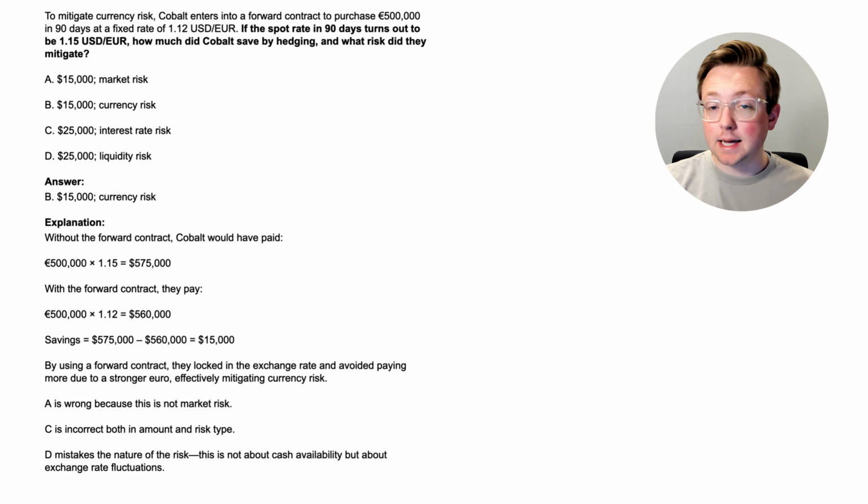We knew that, but this is how they could mitigate it by hedging with a forward contract to make sure that they paid less when they had to pay the 500,000 euros. Okay, so if that didn't make sense, make sure you take a second and understand how we calculated that difference for the forward contract. And when you're ready, come back, we'll go to the next question.